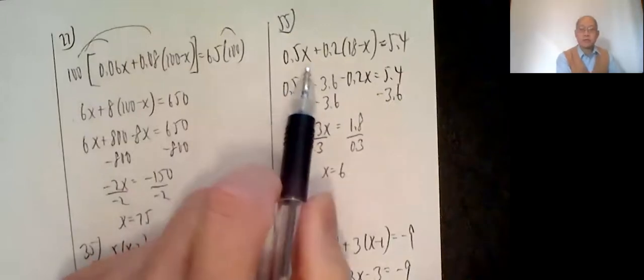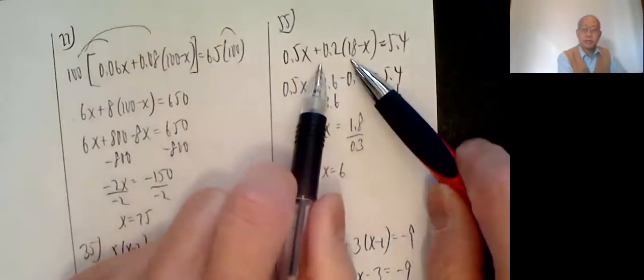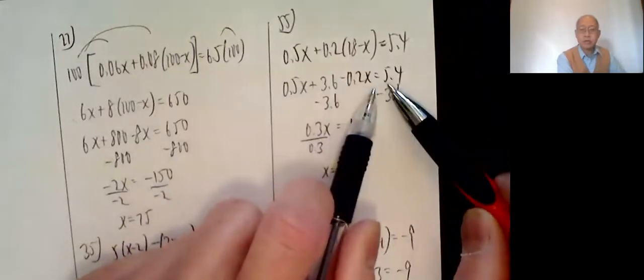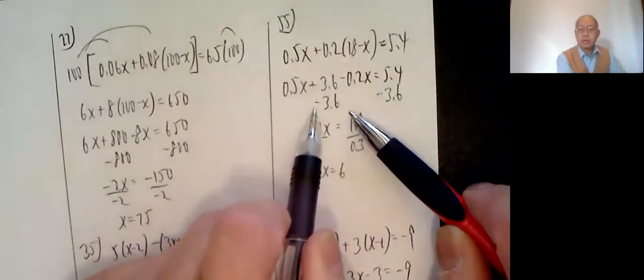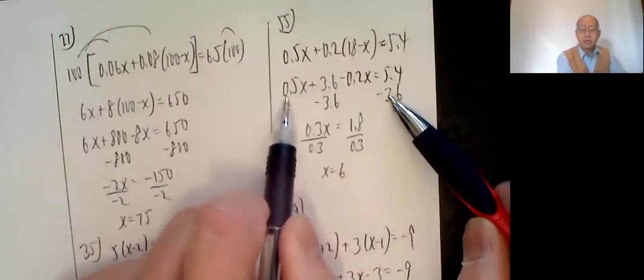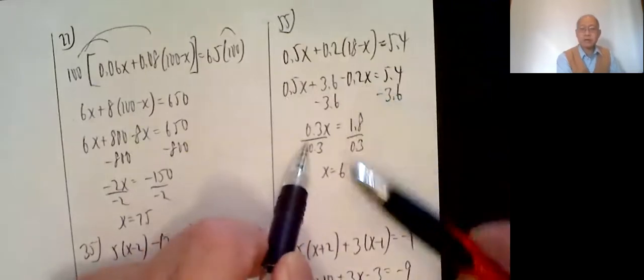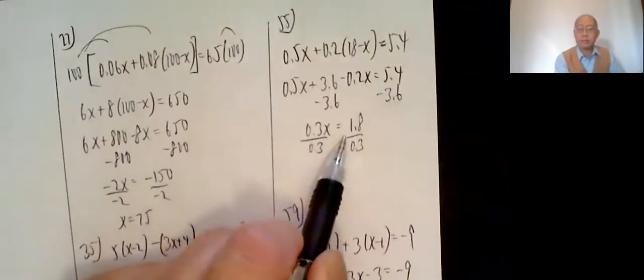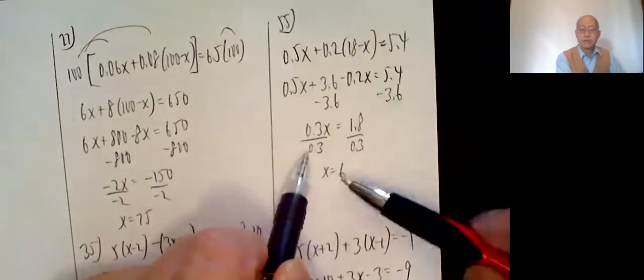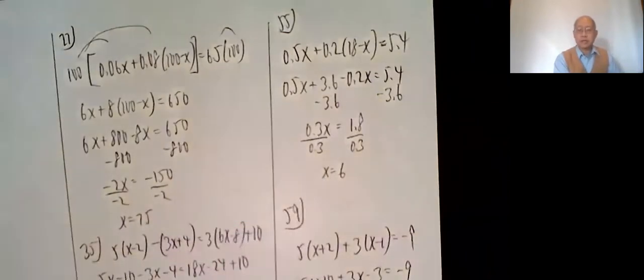So 0.5x plus 3.6 minus 0.2x equals 5.4. Subtract 3.6 on both sides. 0.5x minus 0.2x is 0.3x equals 1.8. Divide by 0.3, x is equal to 6.